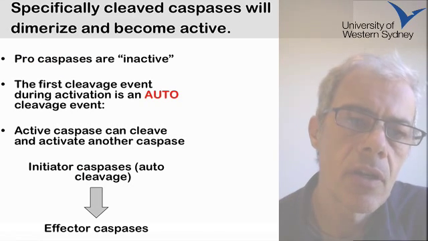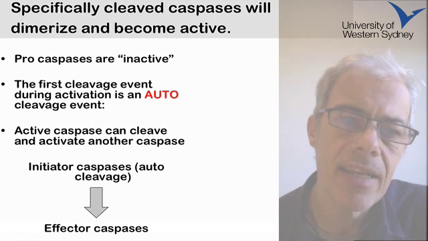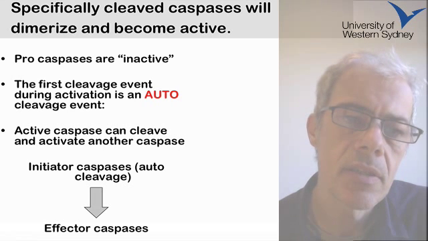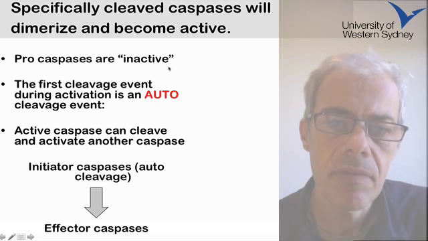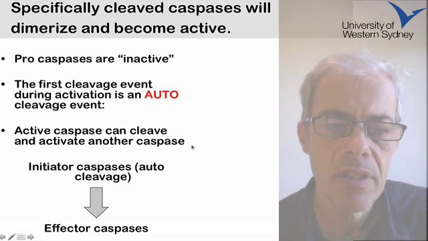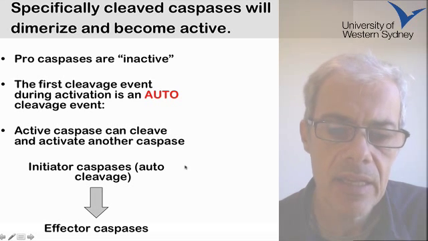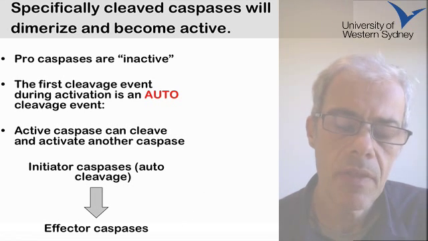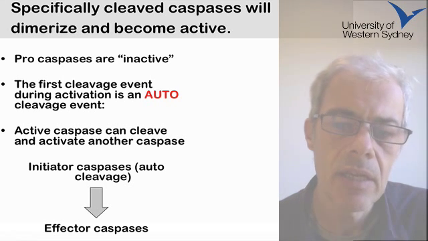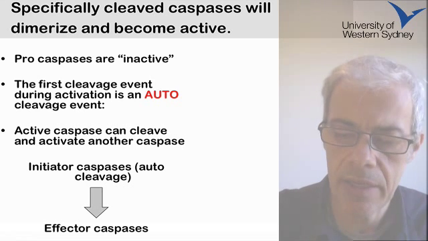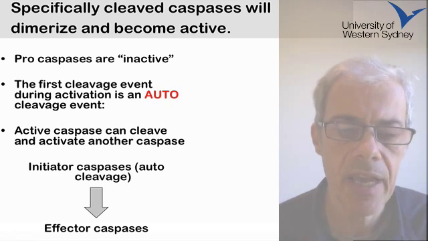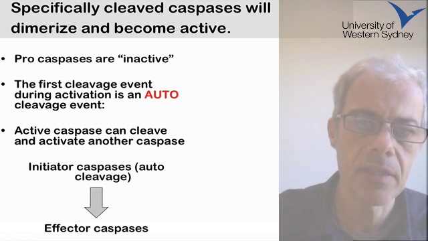So as I've already mentioned, caspases are synthesized inactive, and these are referred to as procaspases. Procaspases need to be cleaved to become active, and this first cleavage event is an autocatalytic event. And once caspases are active, they can then cleave other caspases. The caspases that activate first are referred to as initiator caspases, and these are able to cleave and activate effector caspases. And through this activation process, you get an amplification and a cascade of caspase activity.